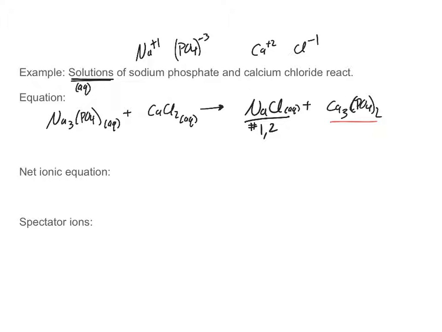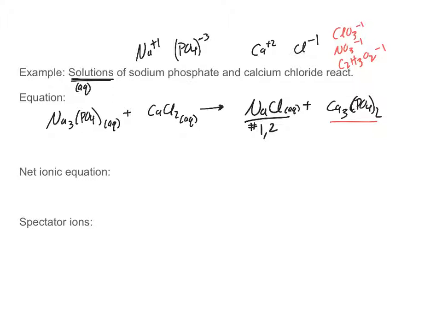Then I go to rule number 2. Chlorides, bromides, and iodides are always soluble. Is there a chloride, bromide, or an iodide present? No, so rule number 2 doesn't apply. Rule number 3 says chlorates, nitrates, and acetates are soluble. In case you forgot, chlorates are ClO3 minus 1, nitrates are NO3 minus 1, and acetates are C2H3O2 minus 1. So, with that in mind, is there a chlorate, nitrate, or an acetate present? No, there is not. So rule number 3 doesn't apply.